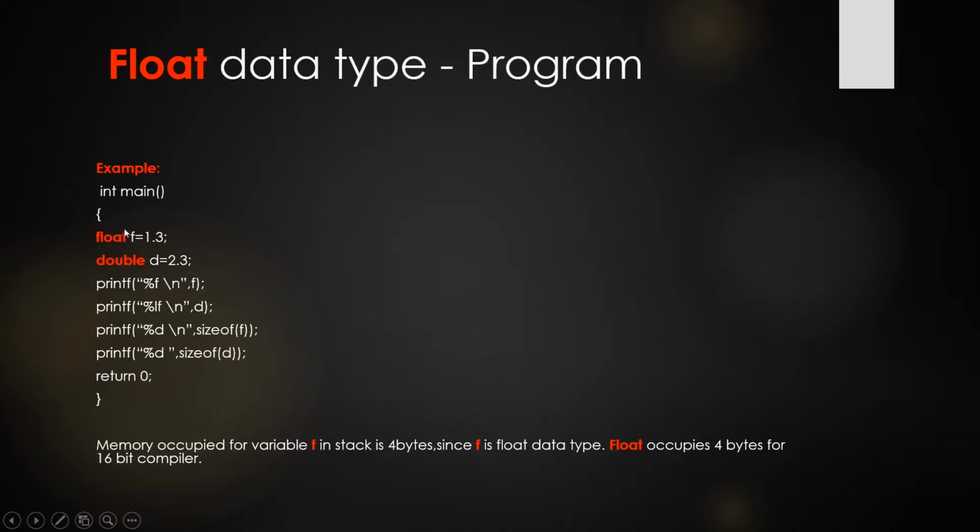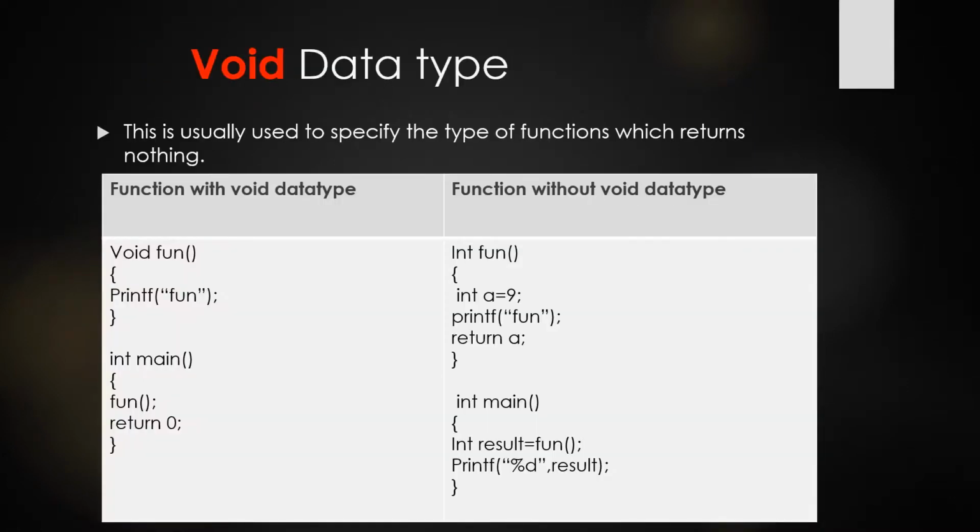f has a data type of float. What is the size of variable f here? f has a data type float, so it will be 4 here. And what would be the size of d? The variable d has a data type of double here. The size would be 8 bytes. That's the difference between float and double.